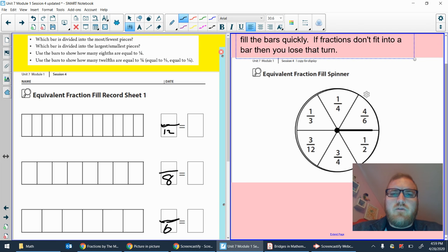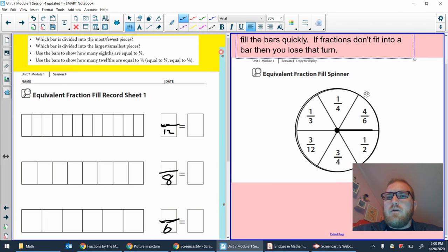So when we spin the spinner over here, you and me will have to work and try to find an equivalent fraction to what we spin. Now you can't use the bar that you're spinning. So for example, when I do 3/12, if I spin that, I can't use the 12ths for my bar.